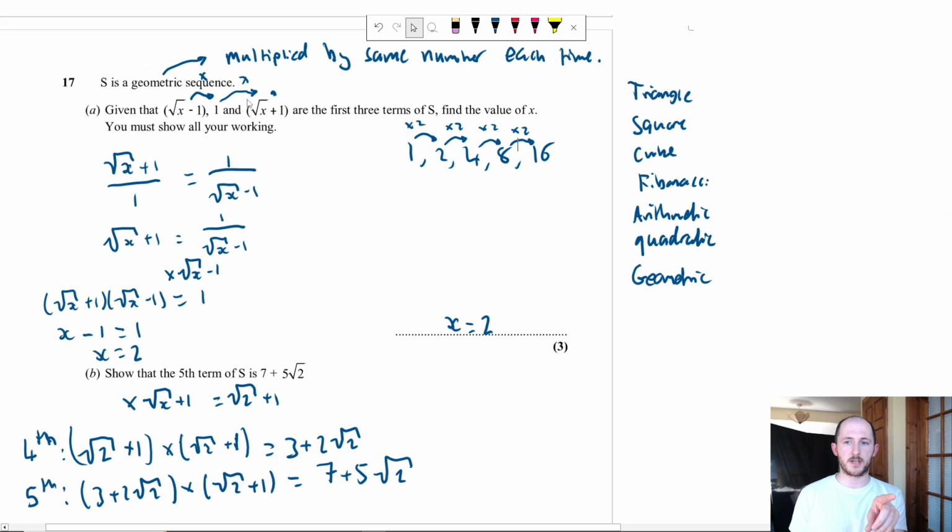So in this question, however, we have a bunch of algebra. So to work out the multiplier, I did root x plus 1 divided by 1. So I know I'm timesing my terms by root x plus 1. Perfect, okay, good. I'm just going to read through it again.